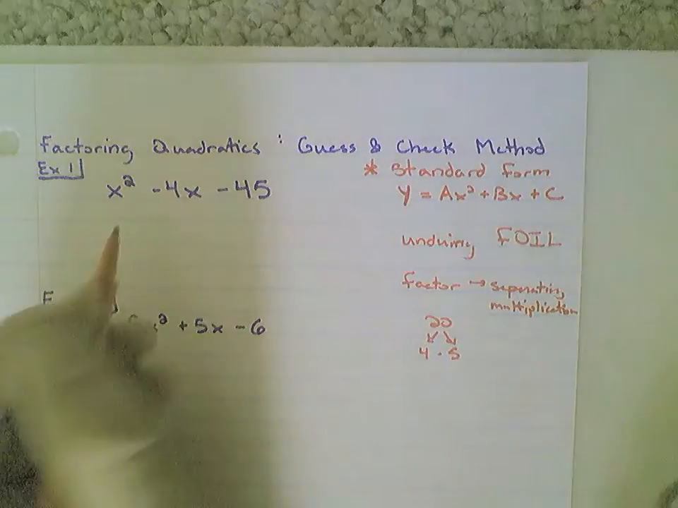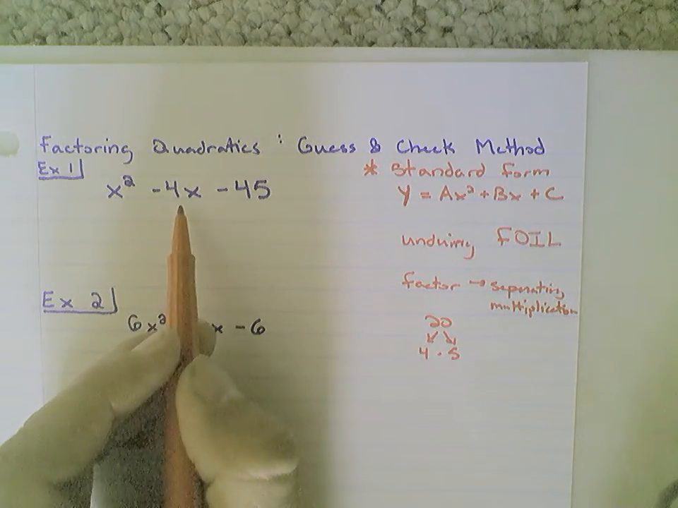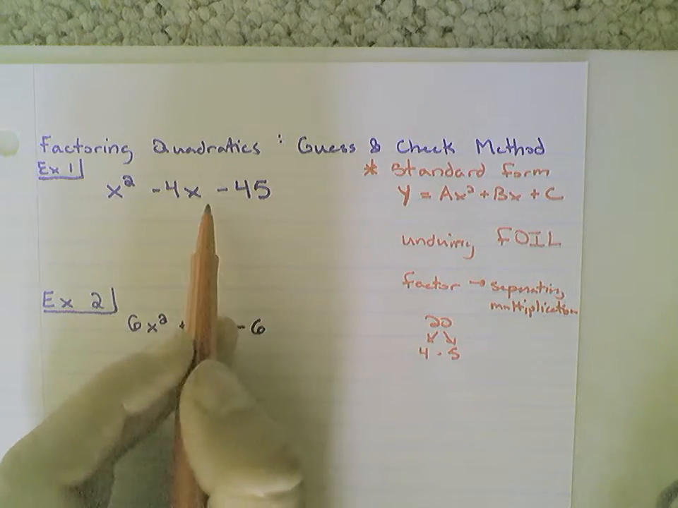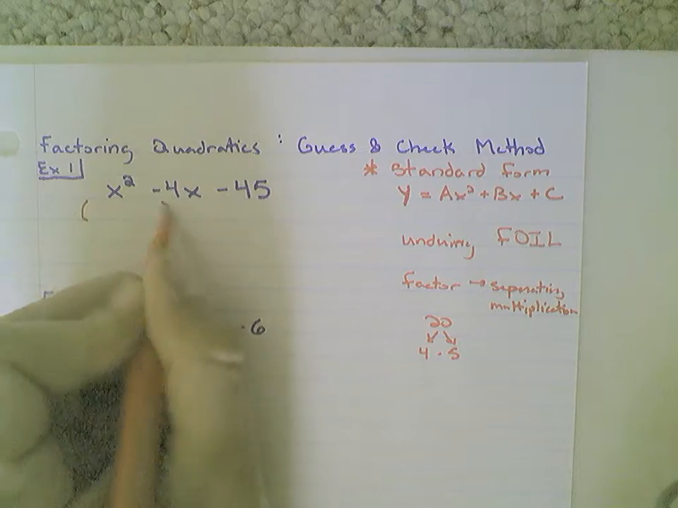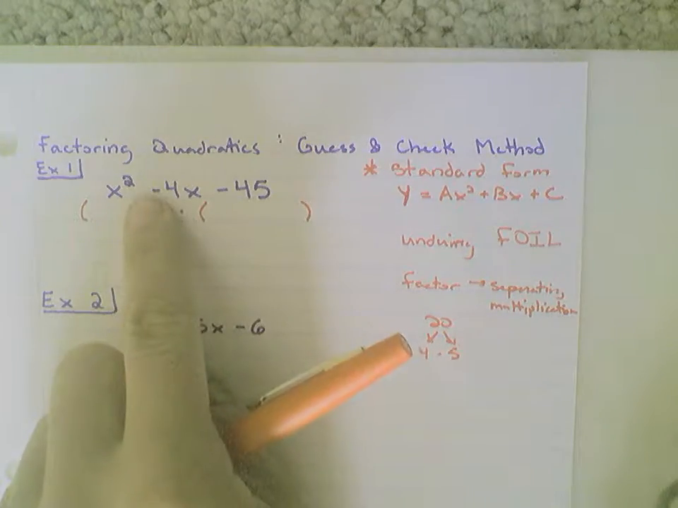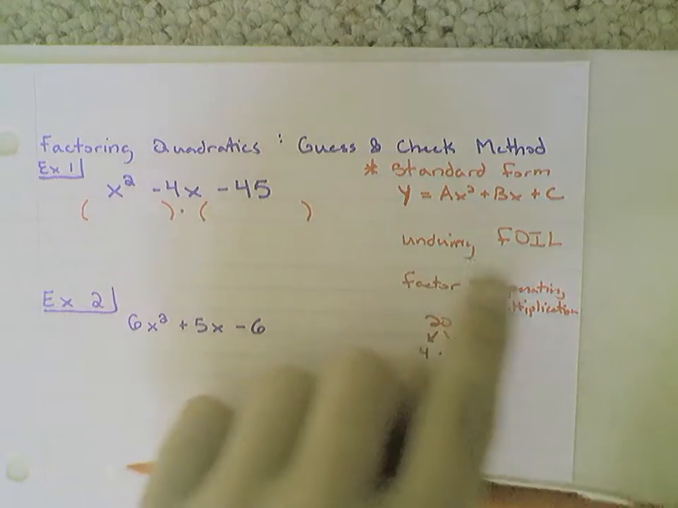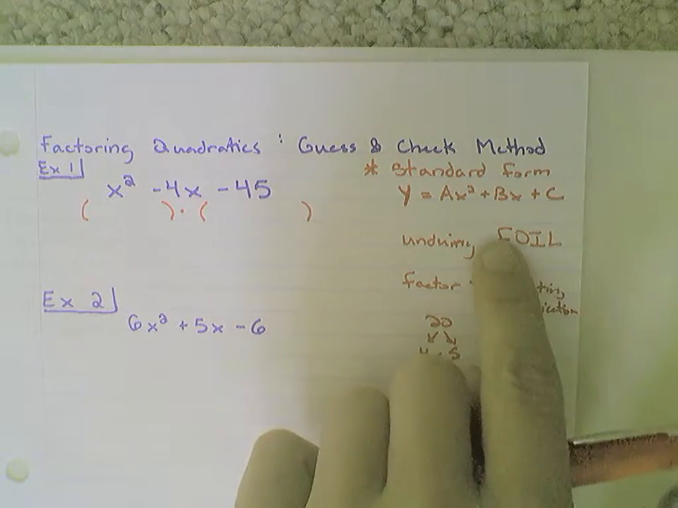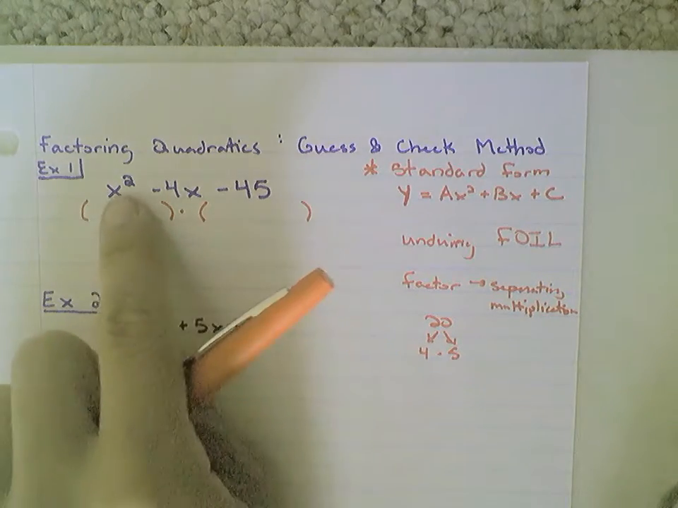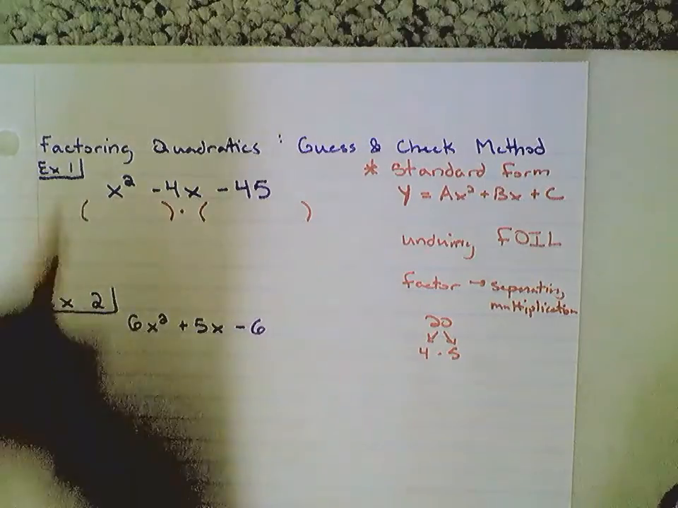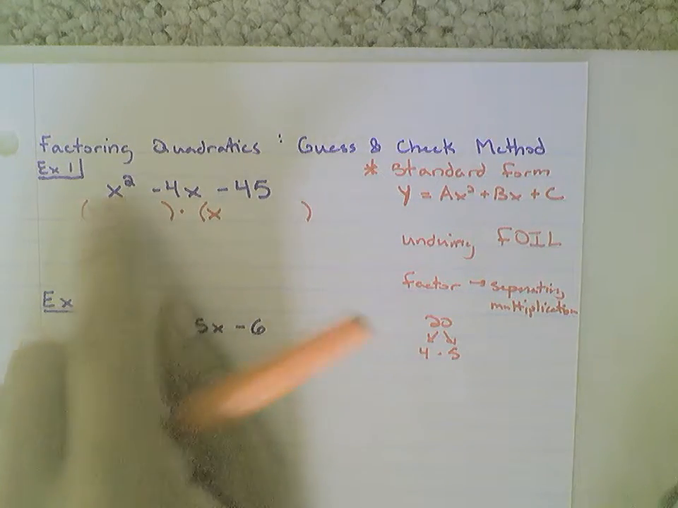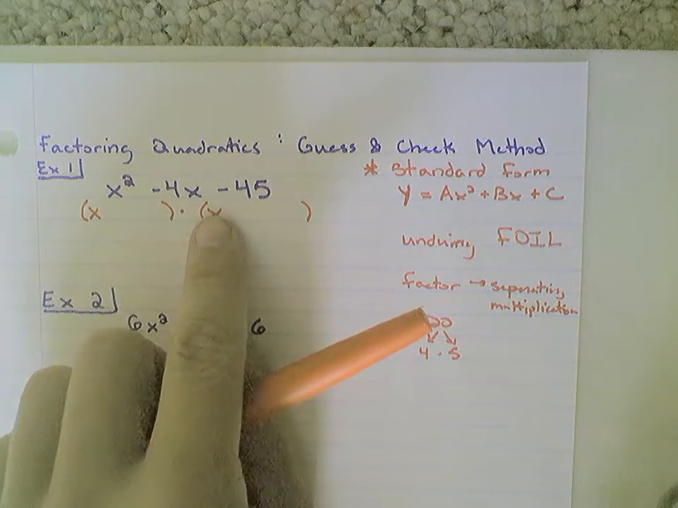So for instance, if I looked at x squared minus 4x minus 45, and I wanted to factor this using the guess and check method, I know that I'm going to break it apart into things that multiply back to give me the original thing. And then I'm undoing FOIL. If you remember FOIL, the F stands for first times first. So I want to think about what times what will give me the first term. Well, x times x will give me an x squared if I multiply it together. So my first terms in each will be an x.